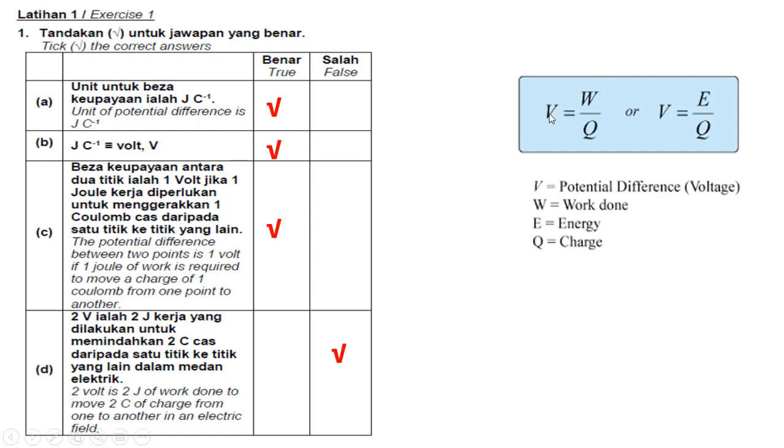So the formula is V equals W over Q, or V equals E over Q, where V is the potential difference, or in other words voltage, W is the work done, E is energy, and Q is the charge. That's it for today.